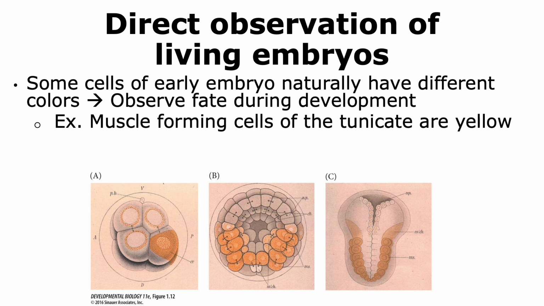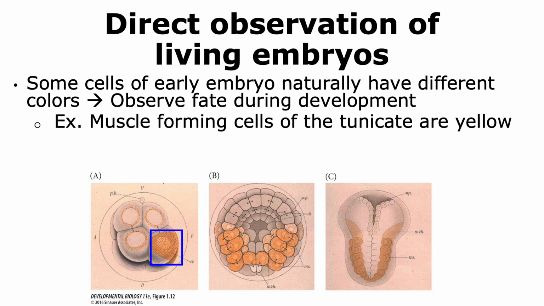One way to study the development of cells in an embryo is through the direct observation of cells that have a different color from other cells in that embryo. This can be observed in a very few organisms like that of the tunicate. As shown in figure A, in the case of the tunicate, few cells of the early embryo actually have a naturally darker yellow color.